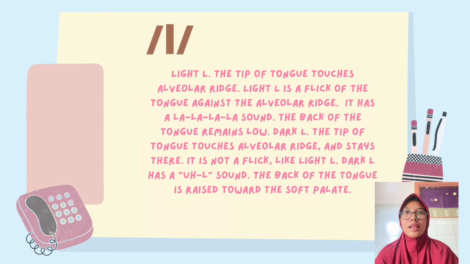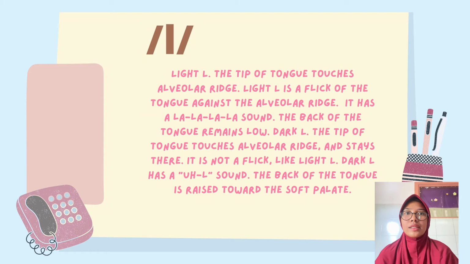L. Like L. The tip of the tongue touches the alveolar ridge. Like L is a flick of the tongue against the alveolar ridge. The back of the tongue remains low. Example: like L. Let, flake, release.